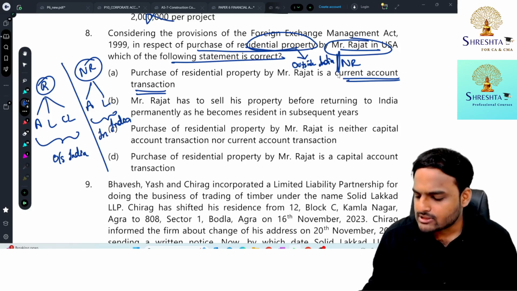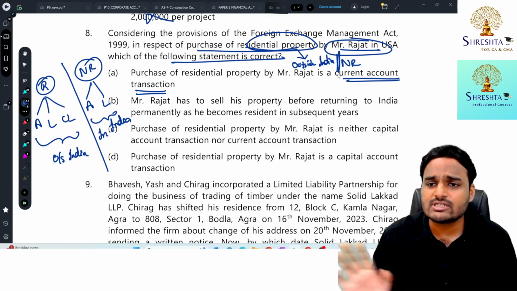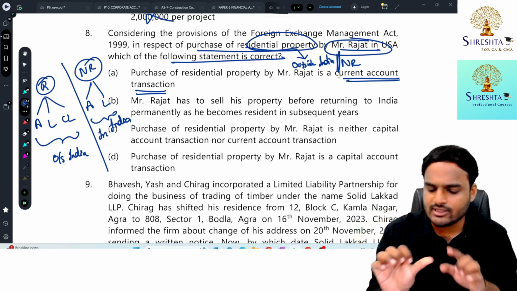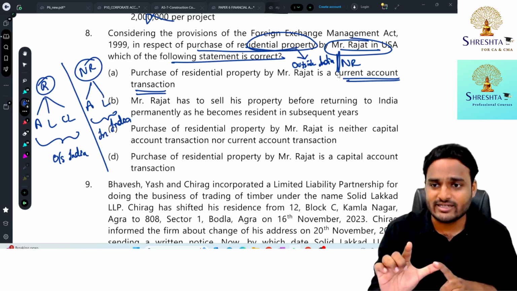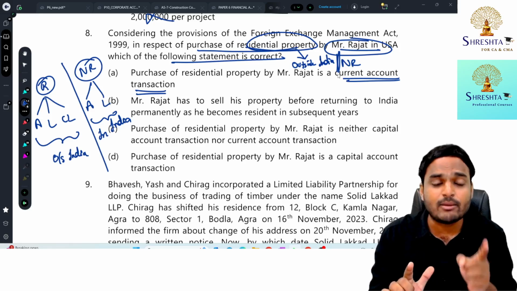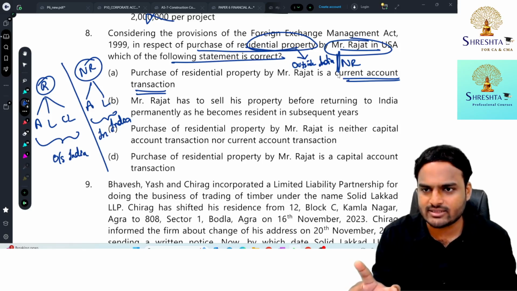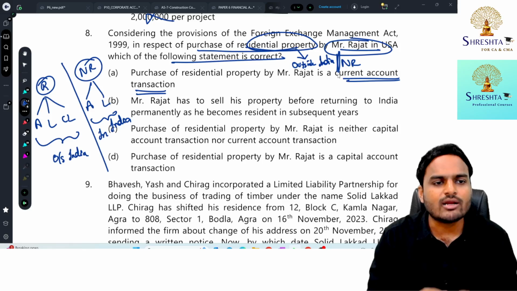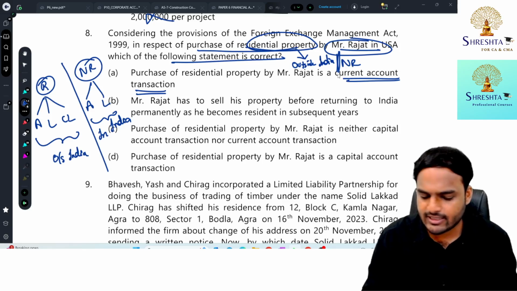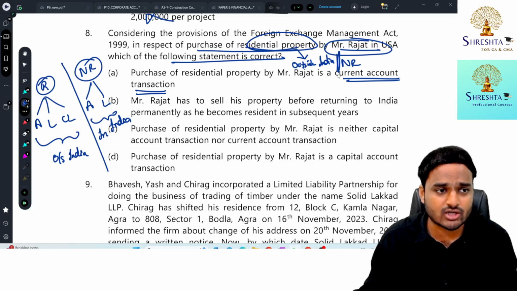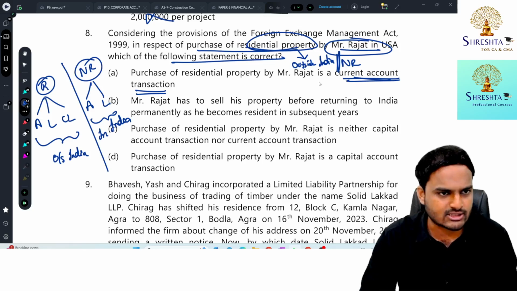And one more thing, for a person who acquired property outside India when he was a non-resident, FEMA provisions will not affect that transaction. Why? First of all, he is a non-resident and the asset is located outside India. Suppose he is a resident and is acquiring property outside India, then definitely you need to comply with FEMA provisions. At the time of acquisition he is not a resident and the property is located outside India. So none of the provisions of FEMA 1999 shall apply to that transaction. Is it clear, everyone? So let's choose the correct option. Purchase of residential property by Rajat is a current account transaction.